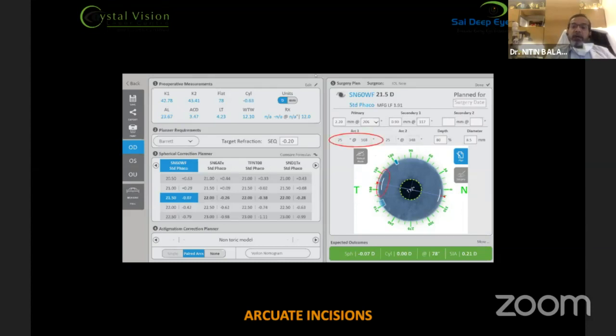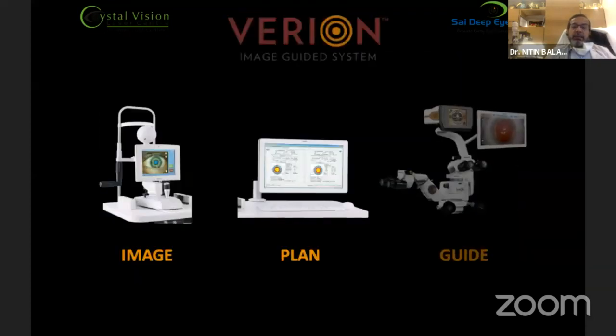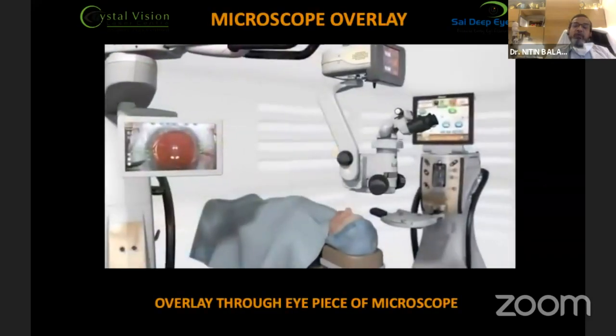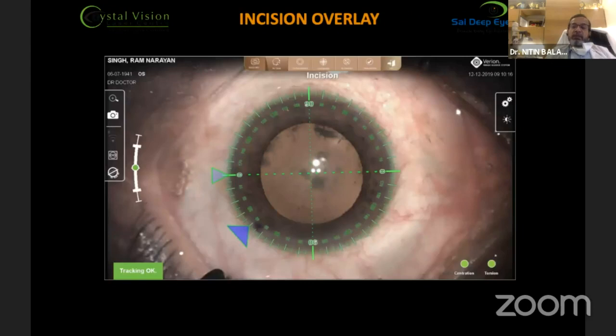So arcuate incisions can be planned. And here again, you can know the depth of the incision, the exact location of the incision, and this helps us in further decreasing the post-operative residual cylinder. Having done this, the data from the planning station is transferred to the operation theater unit with the help of a pen drive, and you get an overlay of all these details into the eyepiece of the microscope.